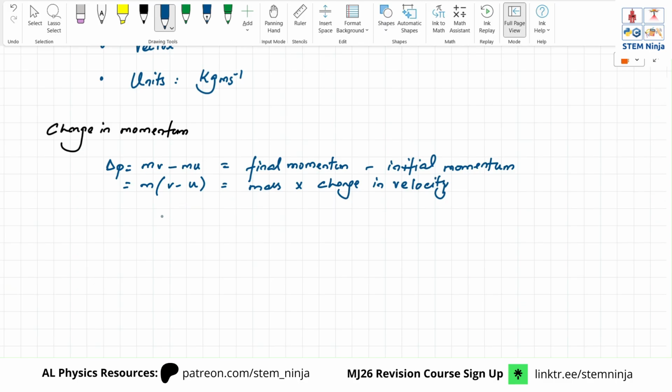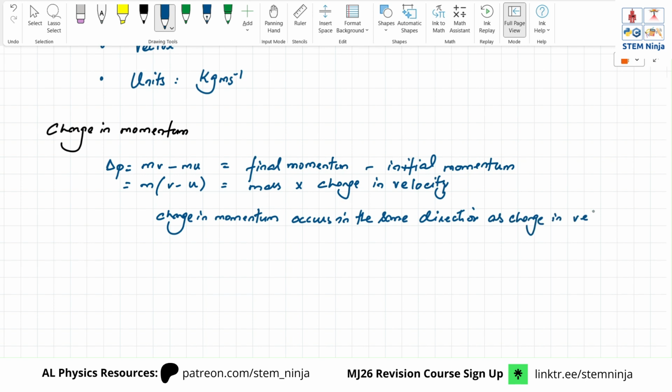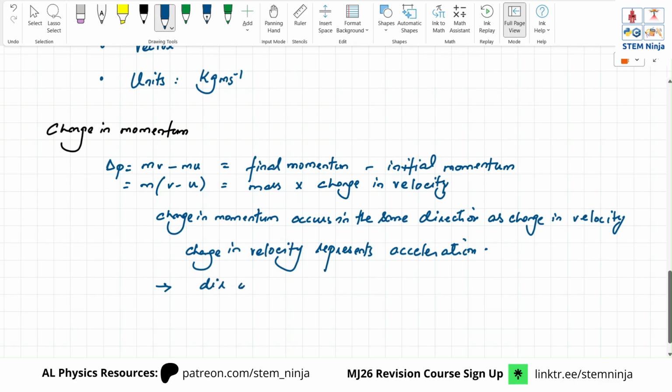Now, what this implies is that the change in momentum occurs in the same direction as change in velocity. And we know what change in velocity represents: acceleration. So therefore, the direction of change in momentum is going to be the same as the direction of acceleration. So this concept is going to be important in Newton's second law.